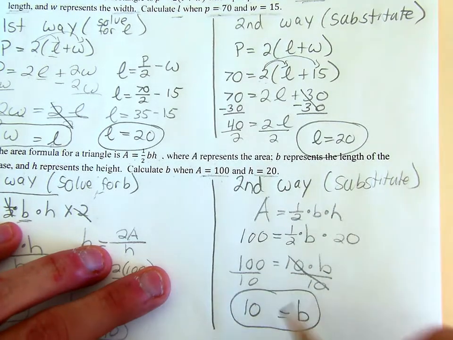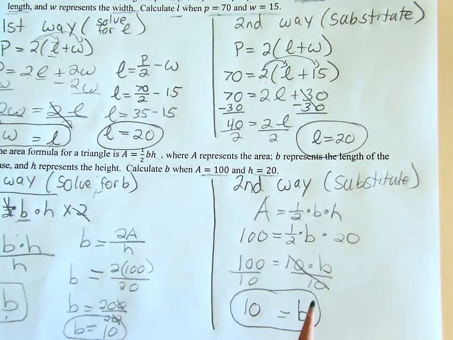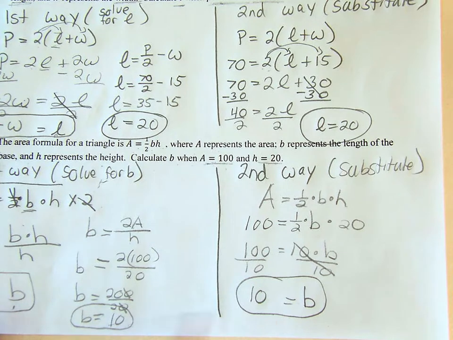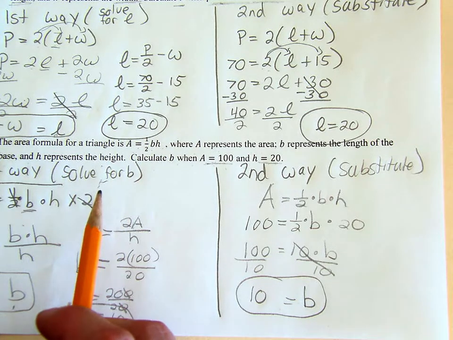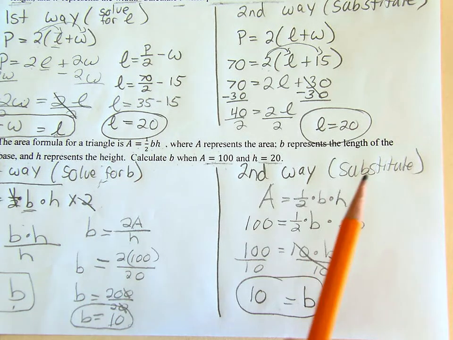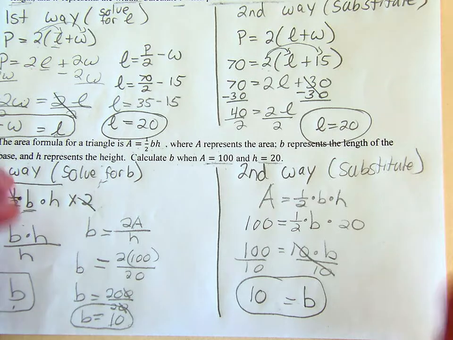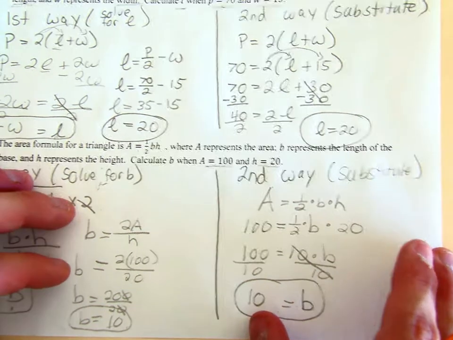So in both ways, we found that the base is equal to 10. Either way would be an acceptable way to find it, by either solving for b first and then substituting, or substituting in first and then solving for b. So either way will work. Okay. So let's go on to the next page.